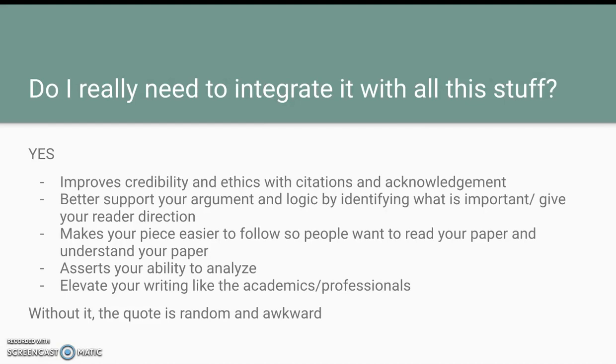It also makes your piece easier to follow, so people want to read your paper and then they understand your paper, which I hope that's your intention with writing. It also asserts your ability to analyze and evaluate. It really shows that you are being a critical thinker. Additionally, using signal verbs and some explanation elevates your writing vocabulary to be similar to those of academics and professionals. Without integrating quotes, the quote is dumped. It's random and awkward. So again, let's try and integrate our quotes so they have much more purpose in our writing.